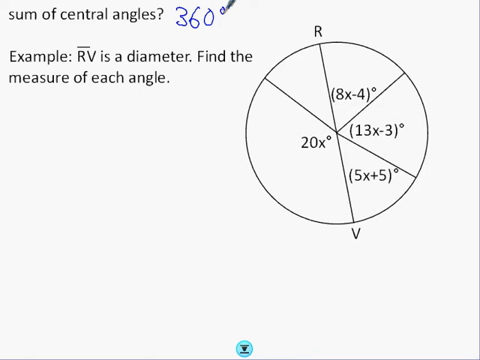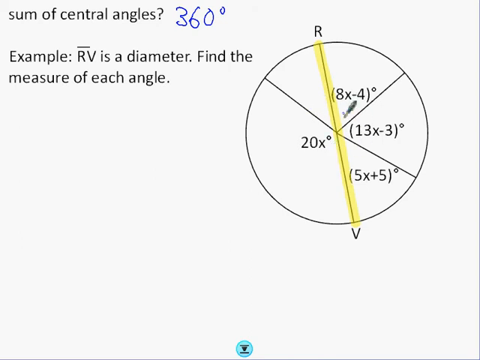We can use that information to solve a problem such as this. They tell us RB is the diameter, find the measure of each angle. You might be thinking we're missing an angle, and therefore we can't solve this. If you're thinking that, you'd be wrong. Because RB is a diameter, it splits the circle in half. So, you might realize now that the angles on this side, these three, add up to 180 degrees, and these two angles add up to 180.